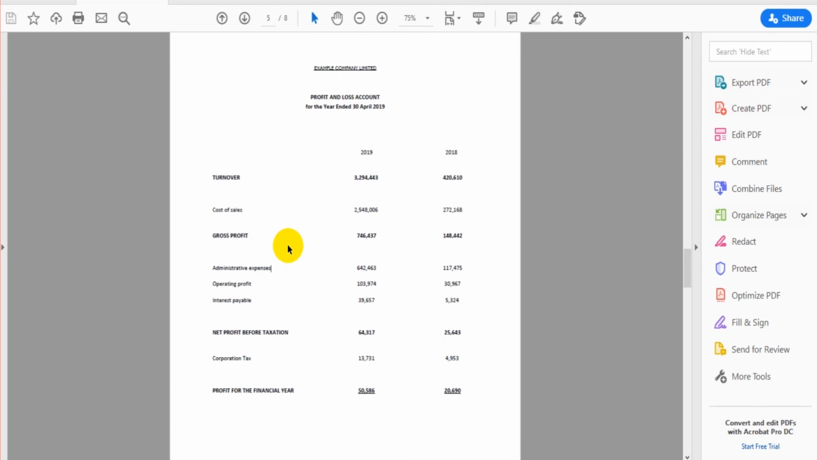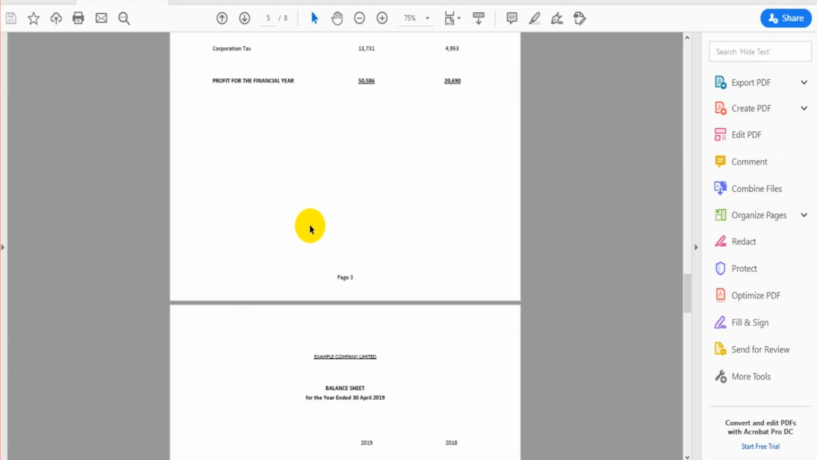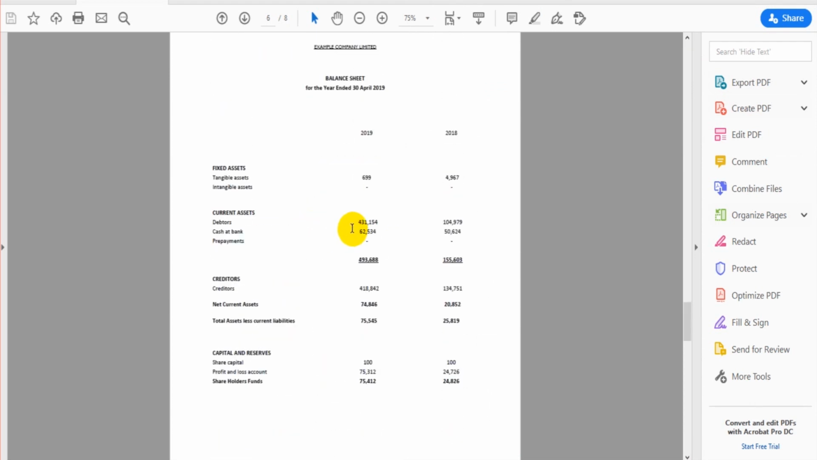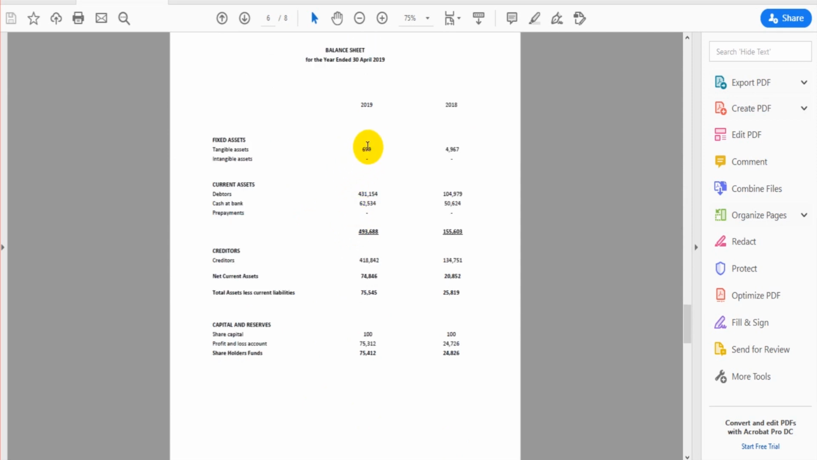Okay. I need to take a breather. I'm talking a lot. Okay, so let's move down to the balance sheet here. So we have some fixed assets. We have debtors, 431,154. We've got cash in the bank. We've got creditors. It's quite a simple sort of balance sheet. The share capital and a profit and loss. So a very nice, easy sort of balance sheet to work with.